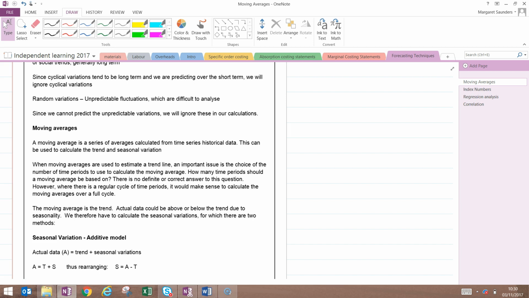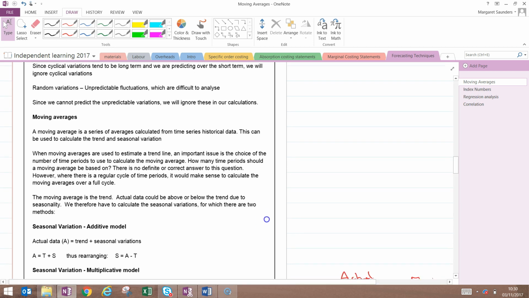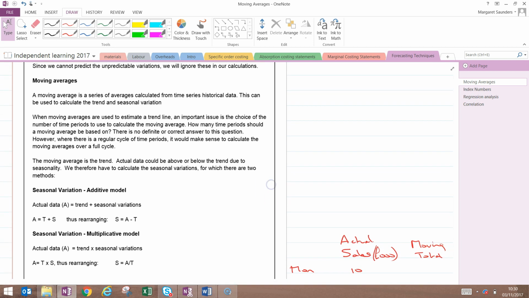We will also then look at calculating the seasonal variation. There are two methods of doing this. There is the additive model, where the seasonal variation is calculated by deducting the trend from the actual data. So the seasonal variation is equal to A minus T. Alternatively, we can use the multiplicative model, where the seasonal variation is the actual data divided by the trend.